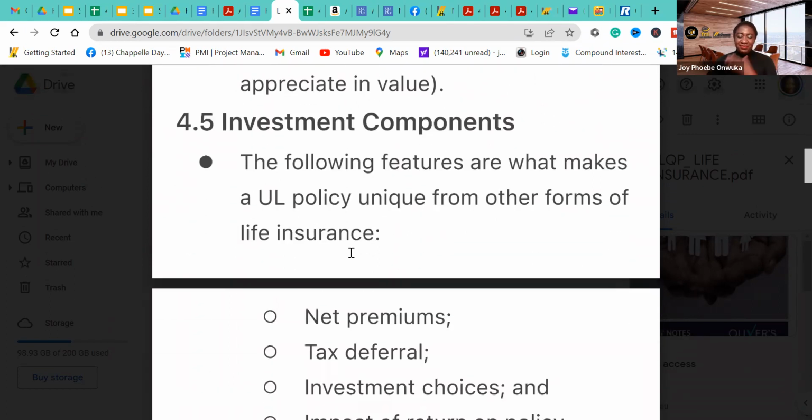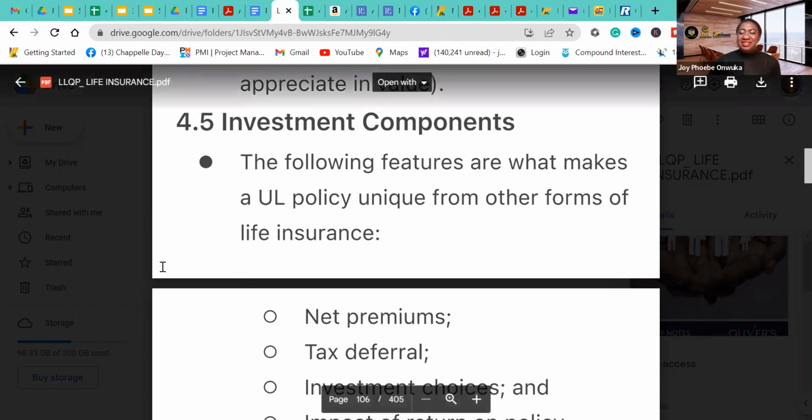All right. Excuse me. Investment components. Investment components in the universal life. Let's see.